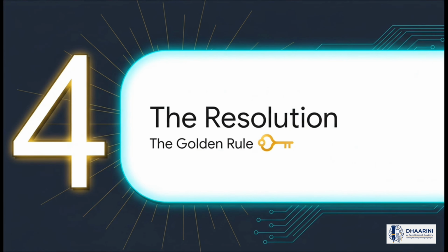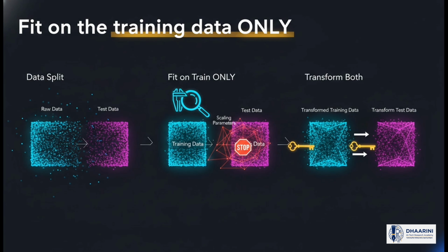So, how do we avoid this catastrophe? Let's move to the resolution. There is a simple, powerful rule you absolutely have to follow. This is the golden rule of preprocessing. Burn this slide into your brain. Seriously, this is the single most important thing to remember. You fit on the training data only. That means you learn all the scaling rules, the mean, the standard deviation, whatever, from the training data. Then you take those exact same rules and apply them to transform both your training set and your test set.